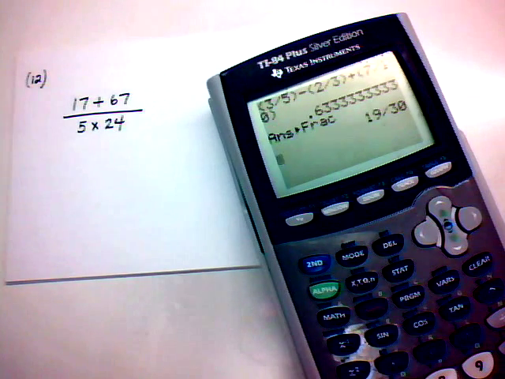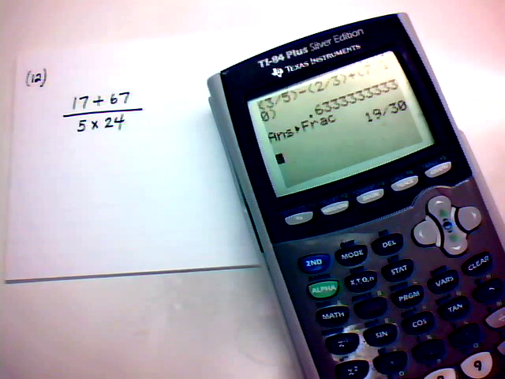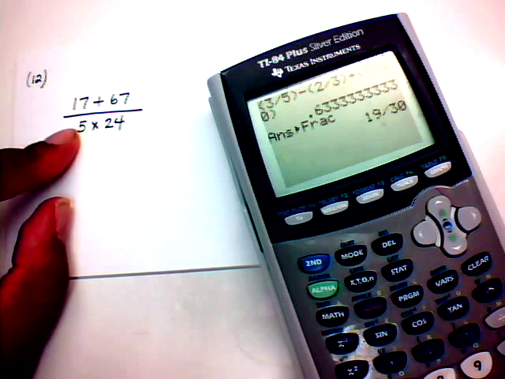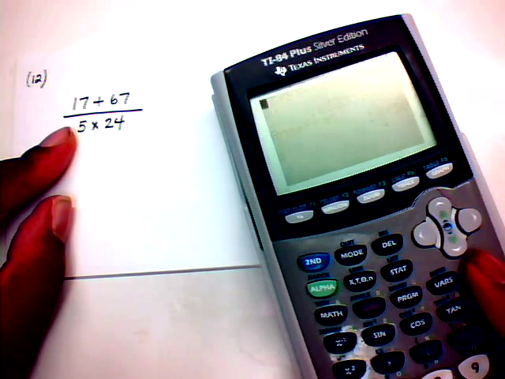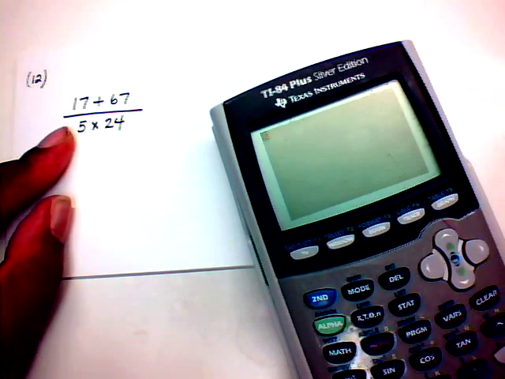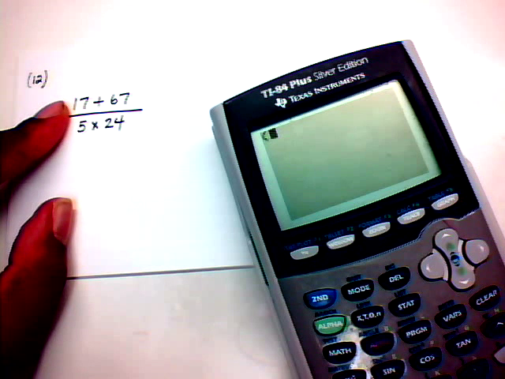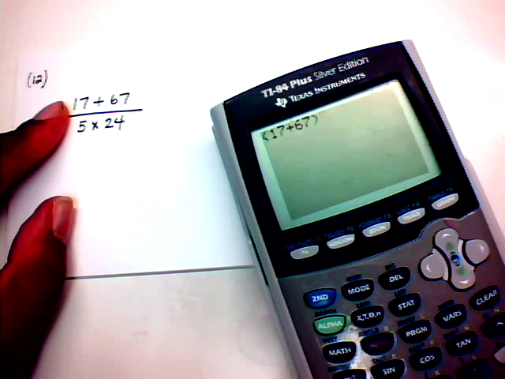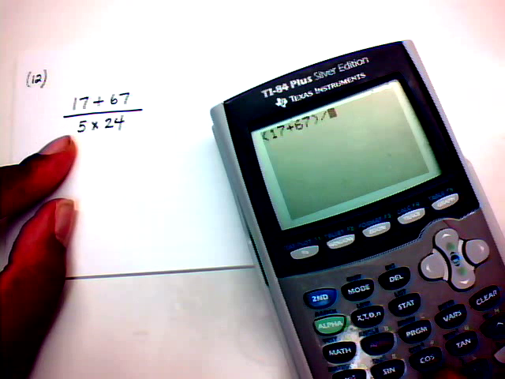All right, number 12. We got 17 plus 67, and that's divided by 5 times 24. The numerator and the denominator I'm going to put in parentheses. So in this case here, the numerator will be in parentheses, so I'll use left parentheses, then 17 plus 67. Close the parentheses. Then divided by, the denominator will be left parentheses, 5 times 24. And close the parentheses. Then hit enter.